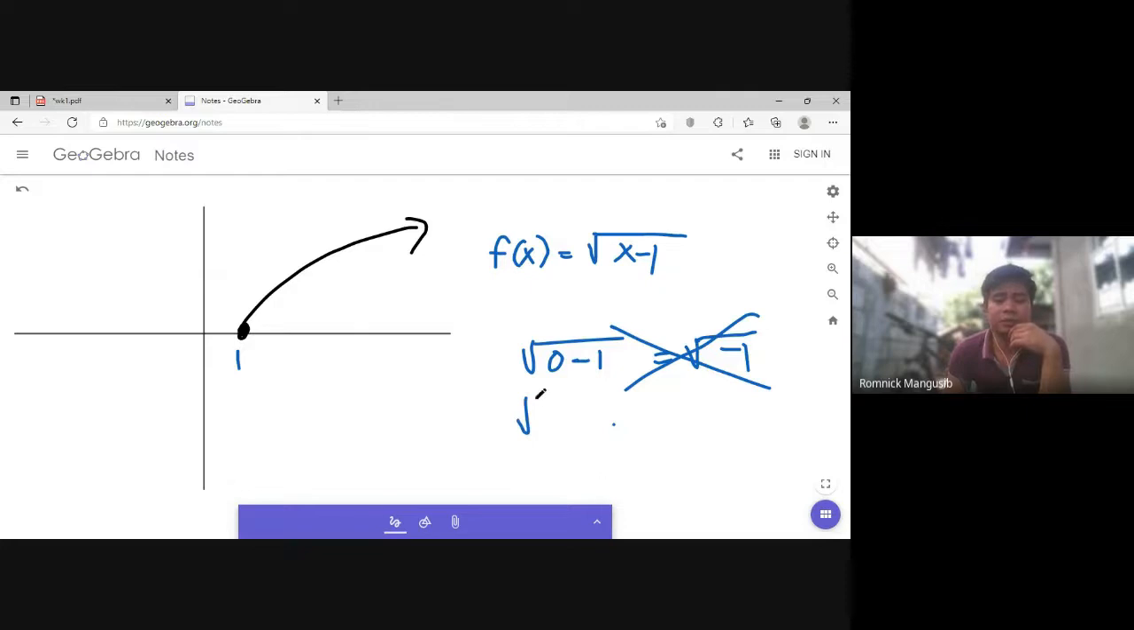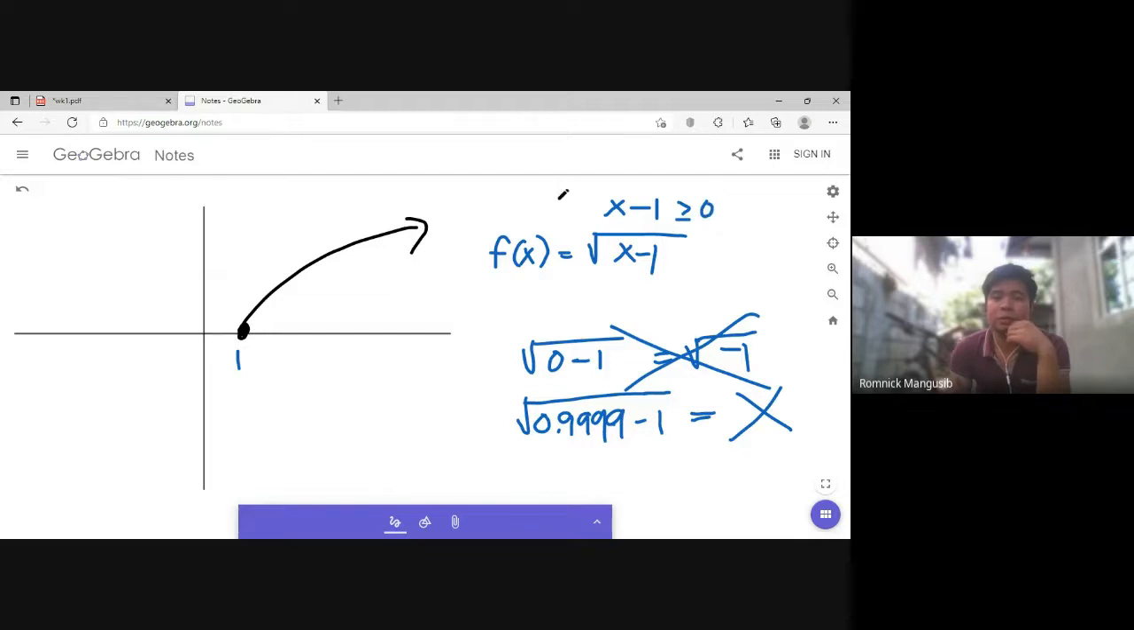And so with numbers very close to 1 from its left, pag gumamit ka ng 0.9999, sa tingin mo ba magiging positive ang radical? No, because 1 is greater than 0.999. So you must use numbers greater than or equal to 1, and that number is 1. So that 1 minus 1 is 0, and you can use 1.1, and 1.1 minus 1 is 0.1, and that's greater than 0. So, sa madaling salita, class, di ba ito na yung graph of radical function.